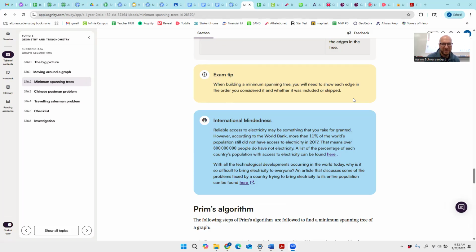International mindedness: reliable access to electricity may be something you take for granted. However, according to the World Bank, more than 11% of the world's population still did not have access to electricity in 2017. That means 800 million people.